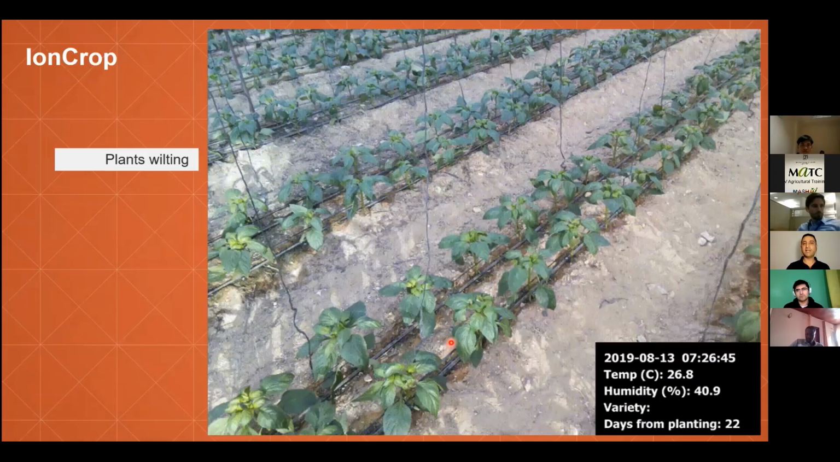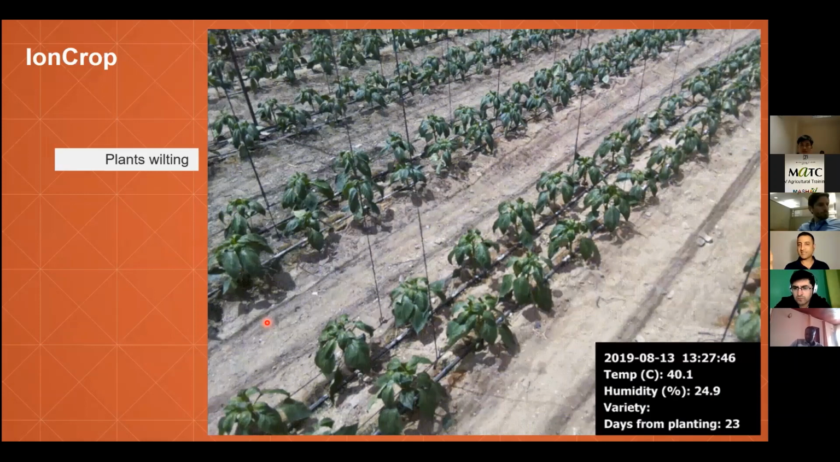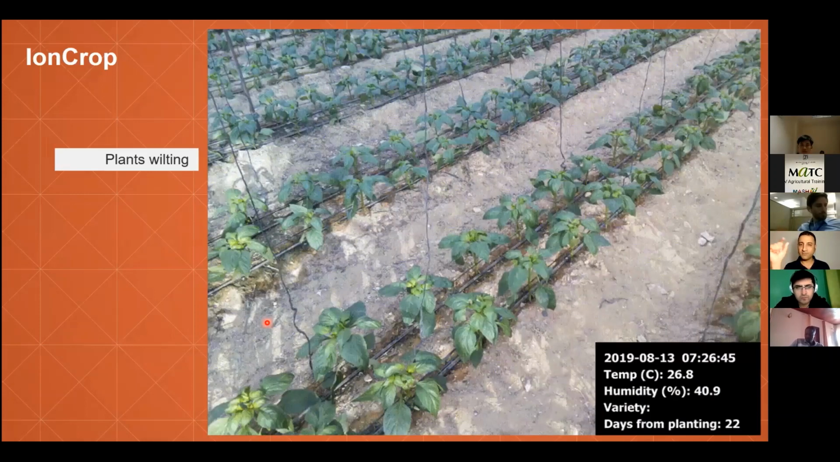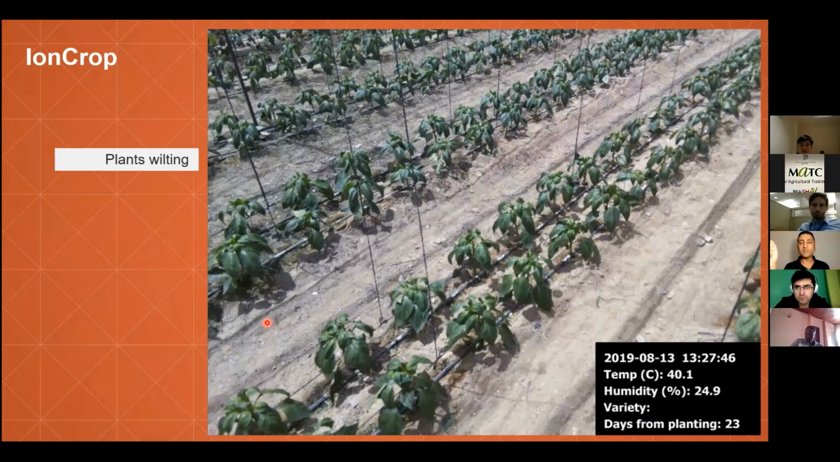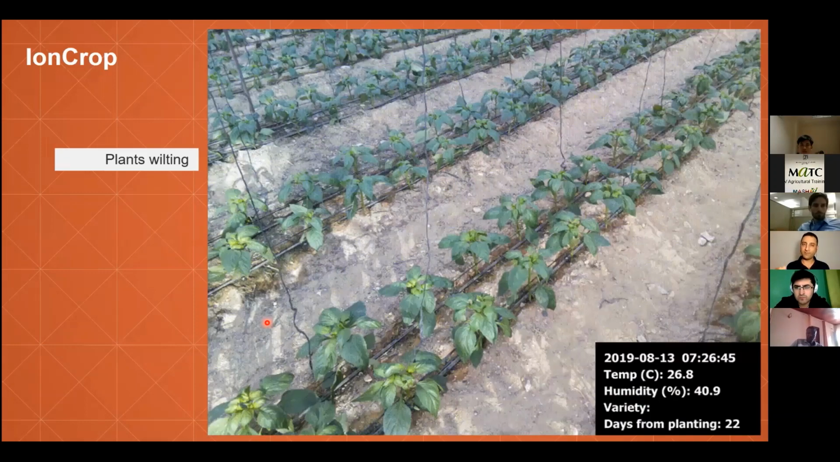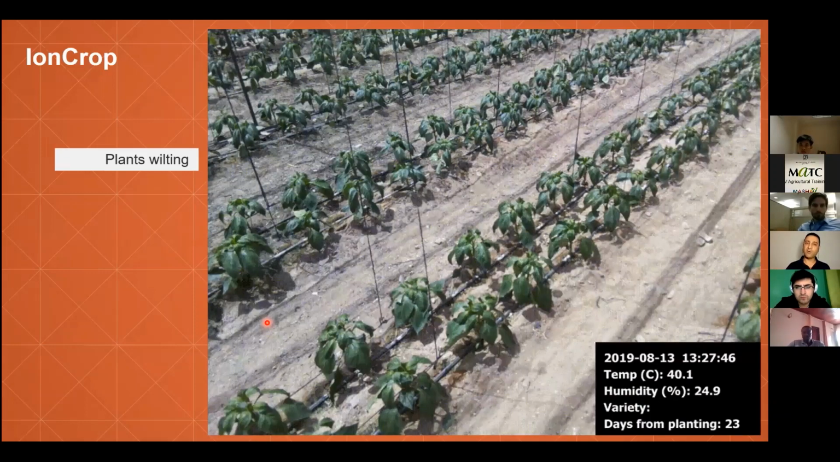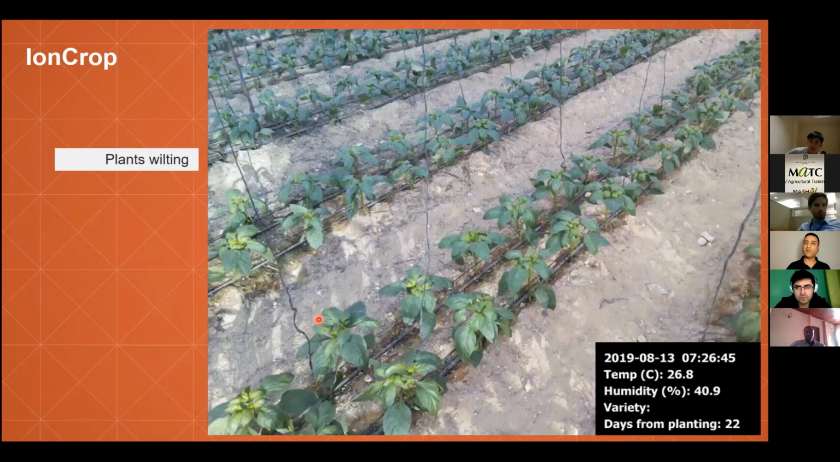I'm taking photos from the field from the same point. At 7 o'clock in the morning, you can ask the grower to do it for you. Just have the same photo from the same place, from exactly the same point, at 7 o'clock in the morning and at 12 o'clock noon. It's before transpiration and after transpiration.